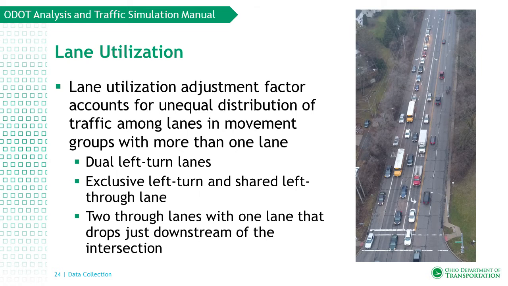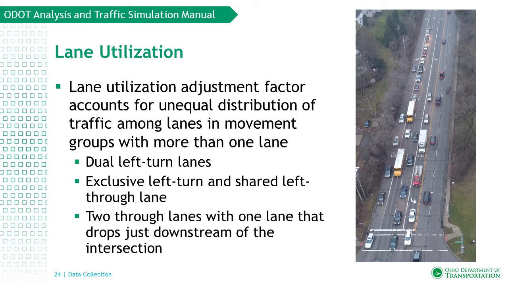Per the HCM, the lane utilization adjustment factor accounts for the unequal distribution of traffic among the lanes in those movement groups with more than one lane, such as dual left turn lanes or 2 or more through lanes. Another case could be an exclusive left turn lane plus a shared left through lane.